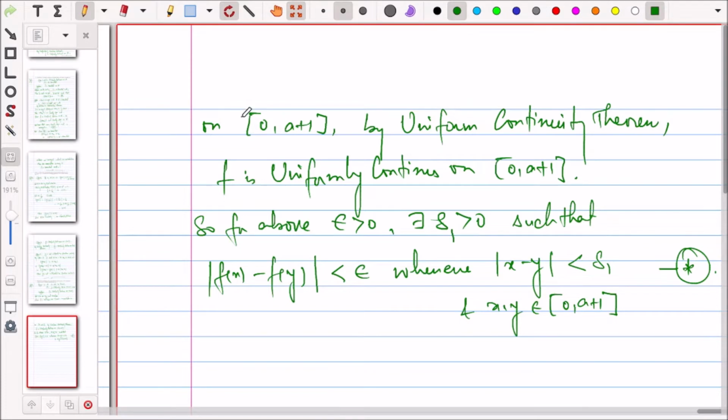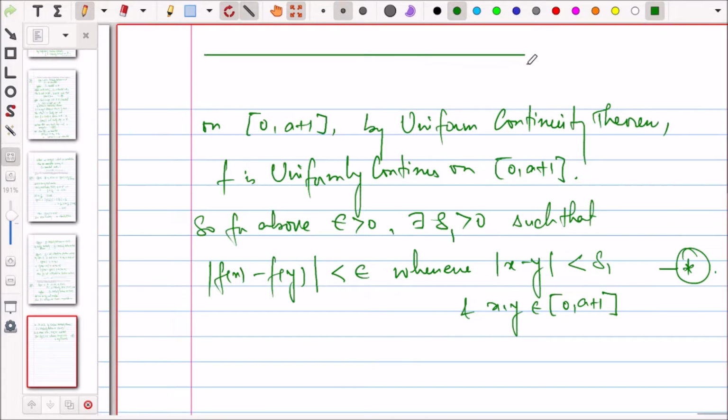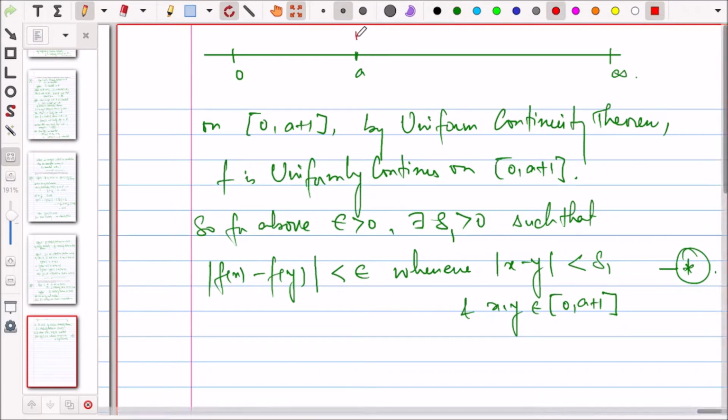It is important to note that I have taken this interval [0, a+1] because I want the intervals to overlap, because we are given the function to be uniformly continuous on this interval, [a, infinity).